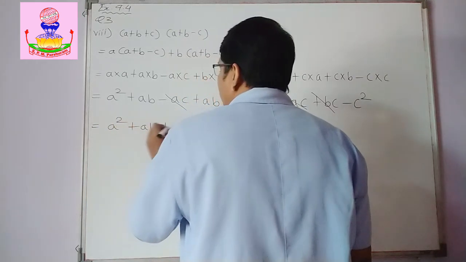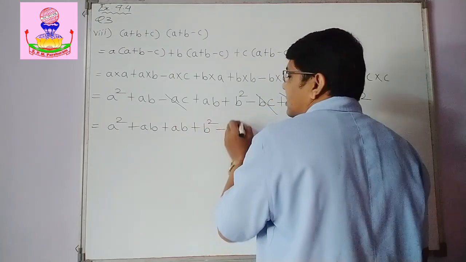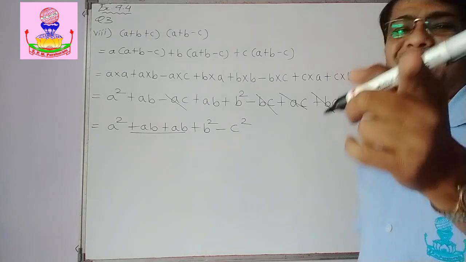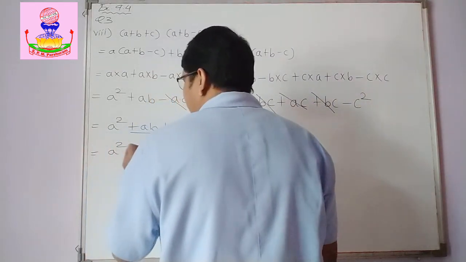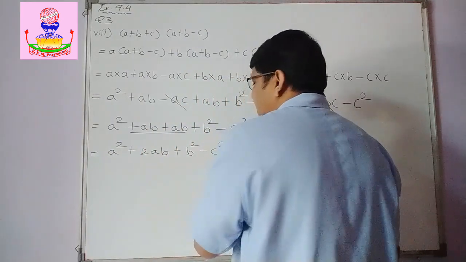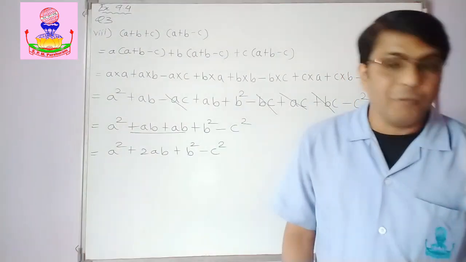Okay. Now, so a square plus ab plus ab plus b square minus c square. Now, these are the similar terms. Plus ab, oh yes, plus 2ab. So that is a square plus 2ab plus b square minus c square.